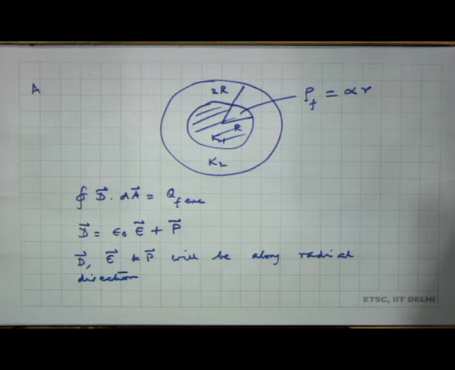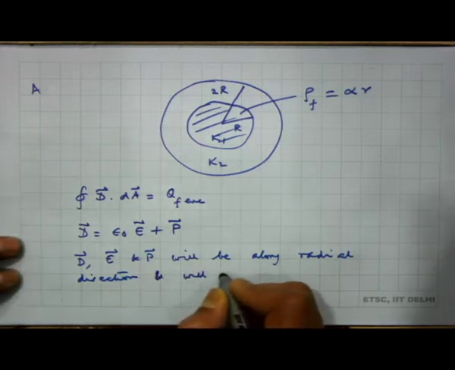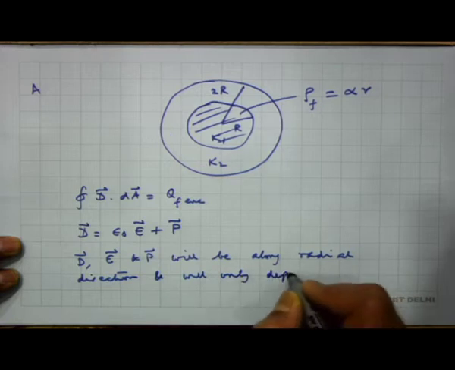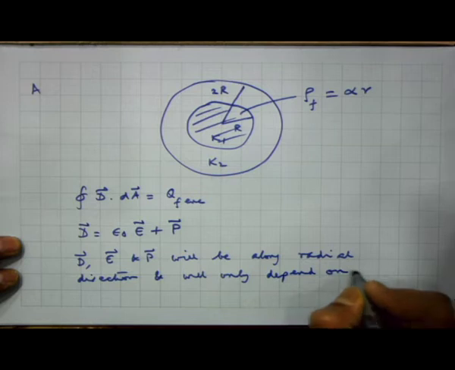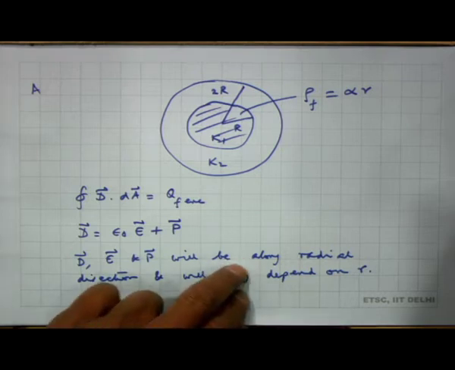Everywhere, and will only depend on r, where small r is the distance of a point from the origin. Because of spherical symmetry, D, E and P will all be radially oriented and will only depend on small r. So, I can use this immediately to solve the problem.